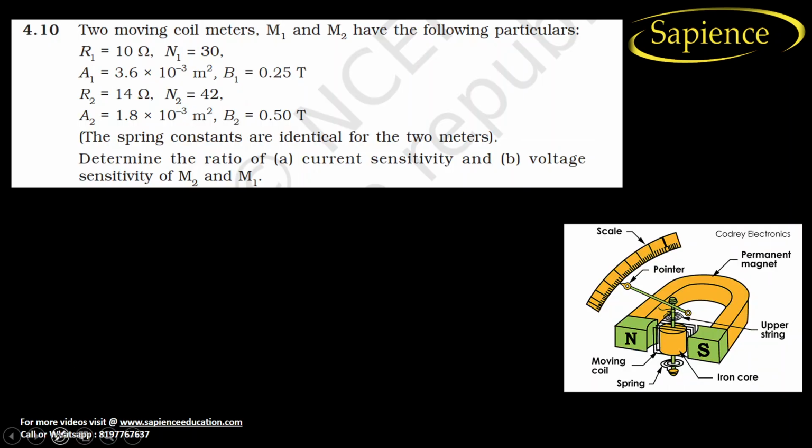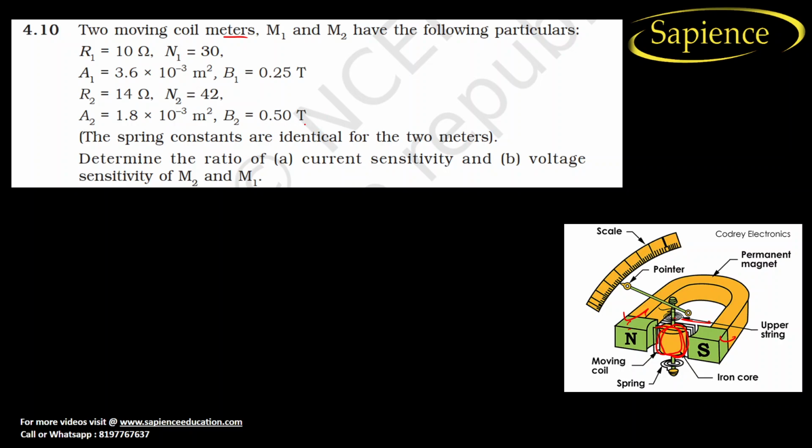The next question is about two moving coils. So what is a moving coil? So this is the moving coil. This is a magnet with a south pole, and there is a moving coil, and there is a winding of the wire. Wires are being wound, and there is a spring constant, right?